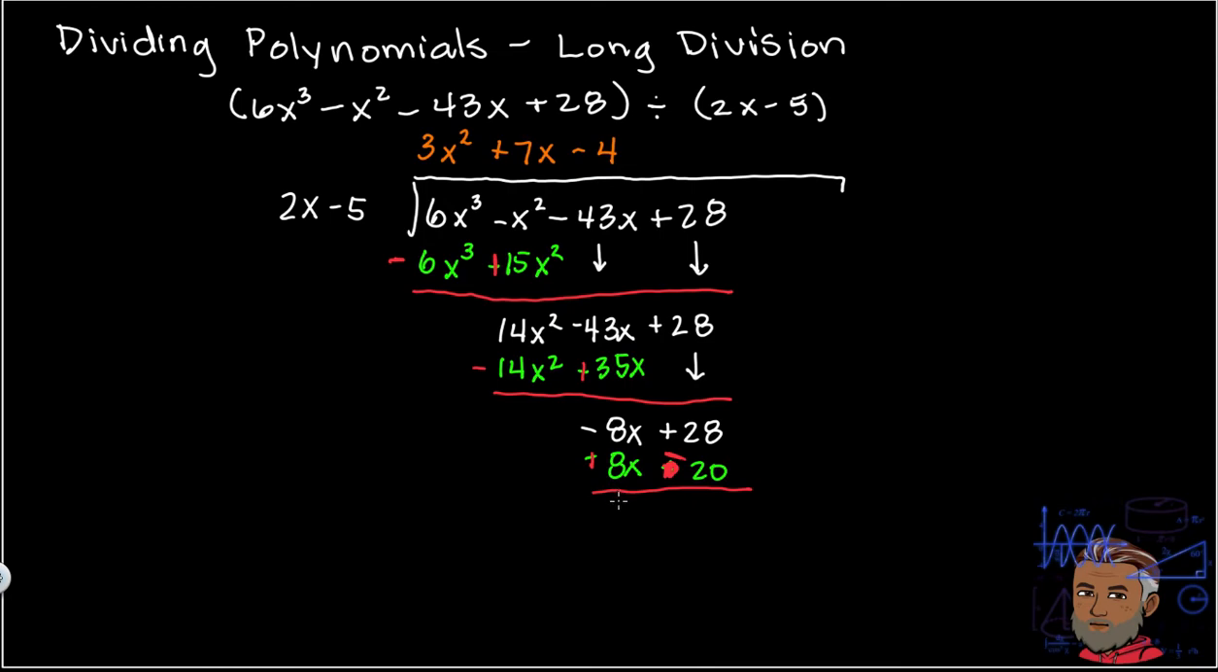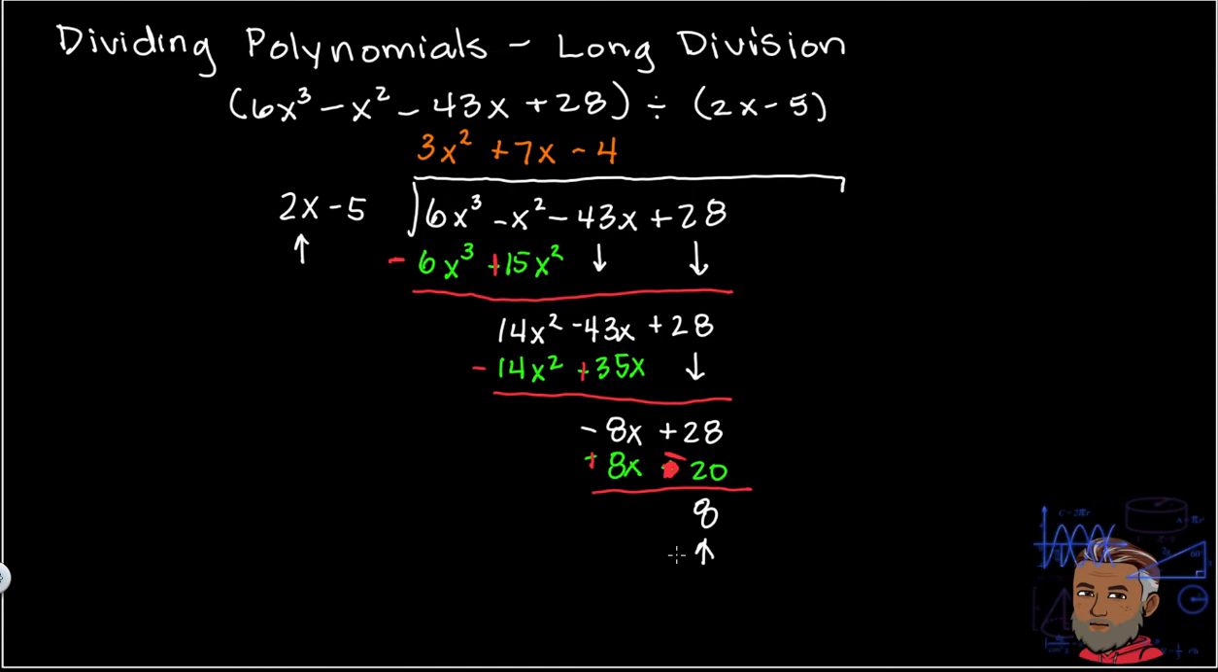Negative 8x, 8x, that cancels out to 0. Negative 20 and positive 28 gives us 8. So we have an 8 right here. And we bring down nothing, and we ask ourselves, what can we multiply this by to get this? And the answer is nothing. You actually can't multiply because this has an x, and there's no way to remove the x. So we're good. This is where we want to stop, right here.